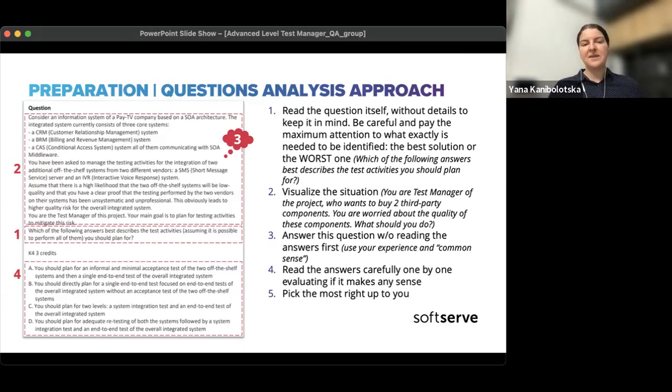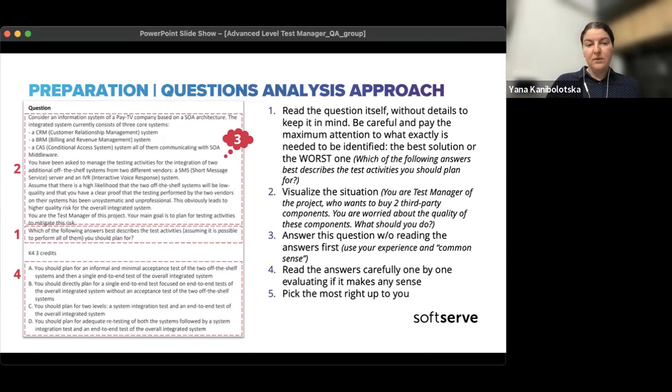The next, you should read the scenario. So you should read and visualize in your head this scenario. For example, here it will be, okay, you're test manager of the project. This project wants to buy 2 third-party components, and you are worried about the quality of these components. So what should you do? Because everything that is here in this huge number of words, you can have in these several sentences. So two third-party components, you should test them somehow and understand how you approach this test, plan the best test activities for this case.